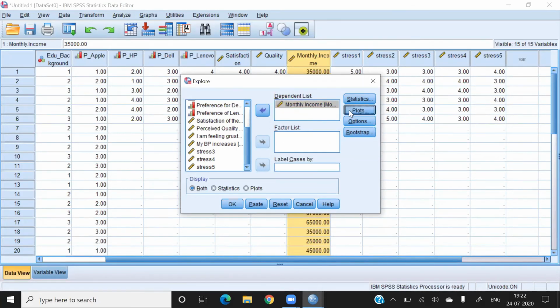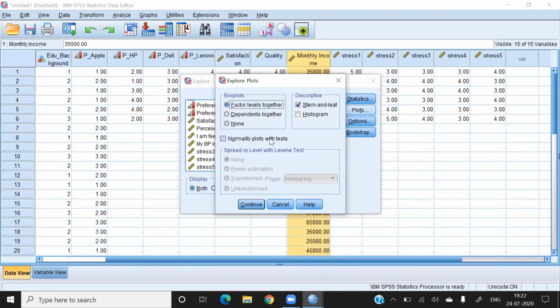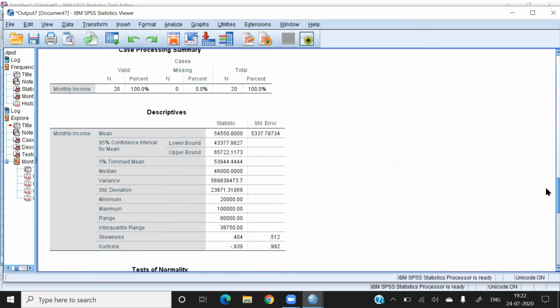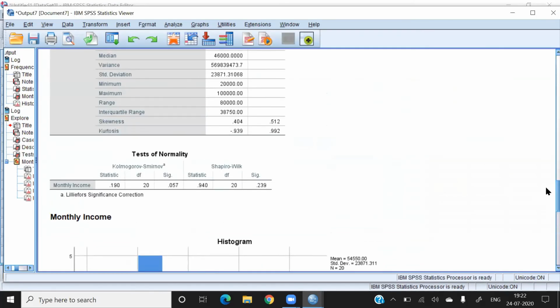If you click on Plots, you can see this option, normality plots with tests. I want to check the normality with the histogram, not the stem-and-leaf diagram. I just want to see the histogram with the normality test. Continue and OK. Now you will get a very important test here. This test is known as the Kolmogorov-Smirnov test and the Shapiro-Wilk test. So let me explain the meaning of these 2 tests and what exactly we are testing here.